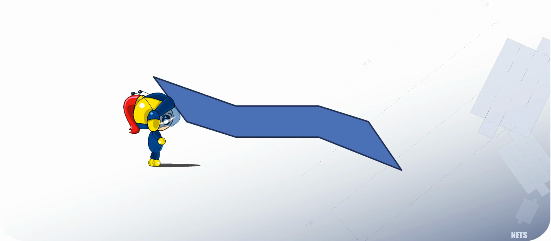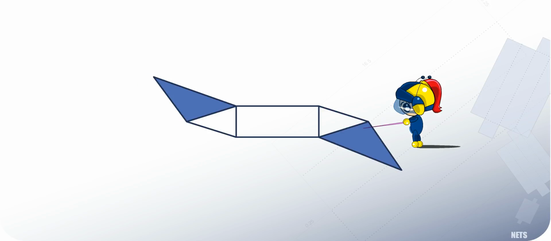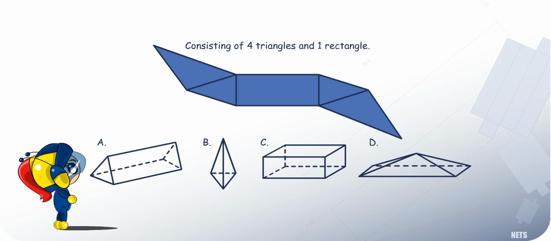We will now learn how to identify a solid which can be formed from a given net. Look at this net. Turbo Girl, what are the shapes that make up the net? There are 2 identical smaller triangles, 2 identical bigger triangles, and a rectangle. Good. That means the solid will have 5 surfaces which consist of the shapes that you have identified. Turbo Girl, can you identify the solid that can be formed from the net?